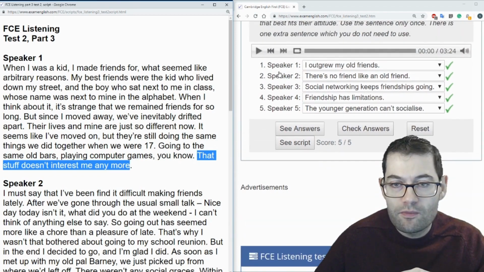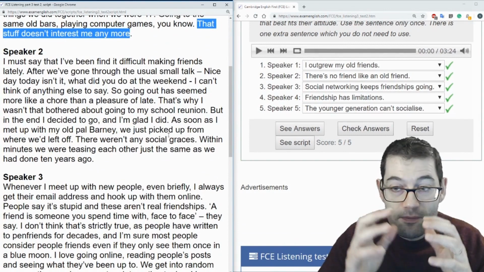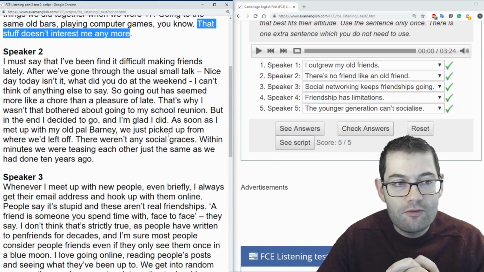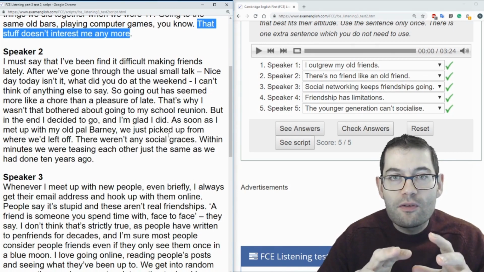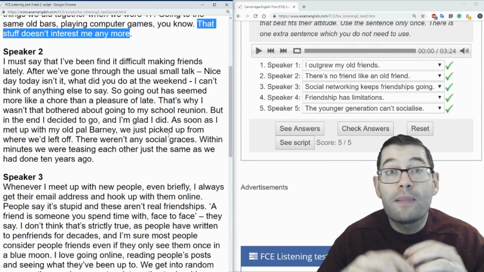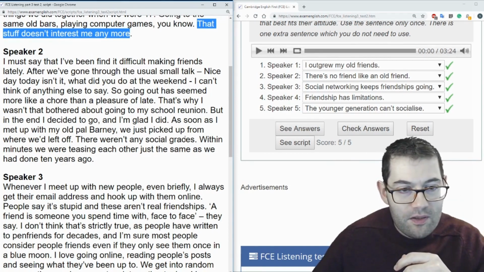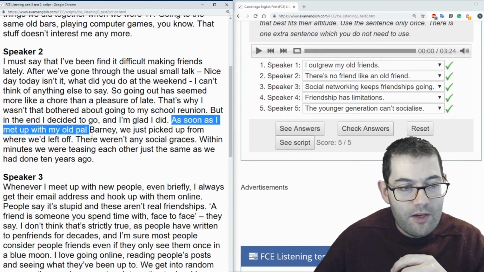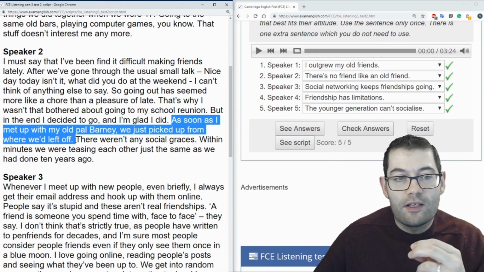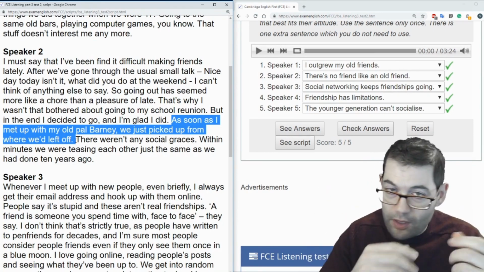For speaker number 2, the answer is "there's no friend like an old friend." Speaker number 2 is about someone who didn't want to go to a school reunion, but actually had a great time. Why? Because it says, "as soon as I met up with my old pal Barney, we picked up where we left off." In other words, it was just like we last said hello all those years ago.